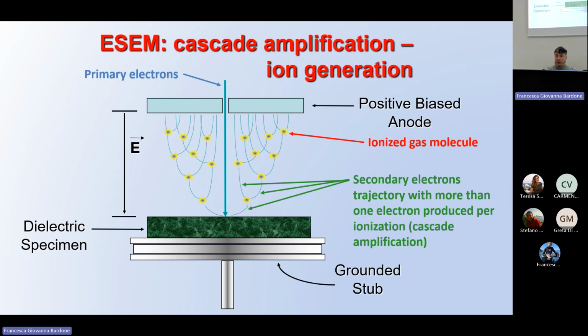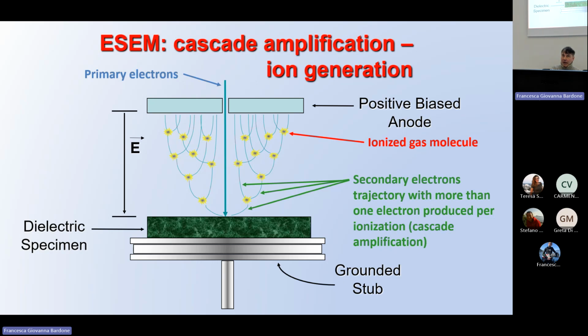Remember, you have high pressure here. So the secondary electrons now encounter molecules. The system is not in high vacuum. The system is at high pressure, this part. The secondary electrons produced by the primary beam are accelerated toward this biased anode. During their paths, they ionize the molecules, the water molecules you have in the chamber.